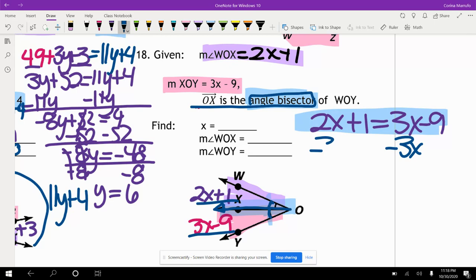So I move over the 3x to both sides. By subtracting, it cancels. We get negative x plus 1 equals negative 9.